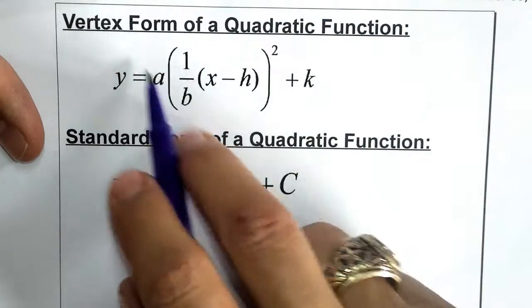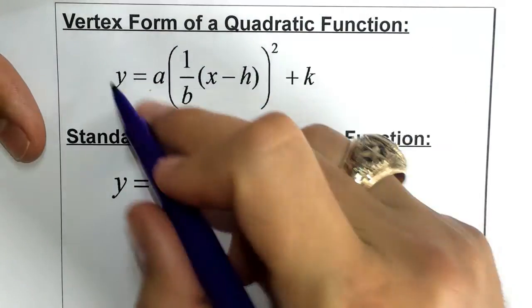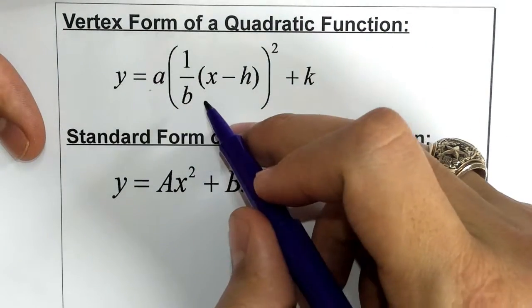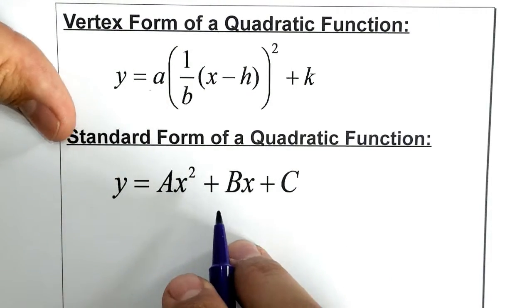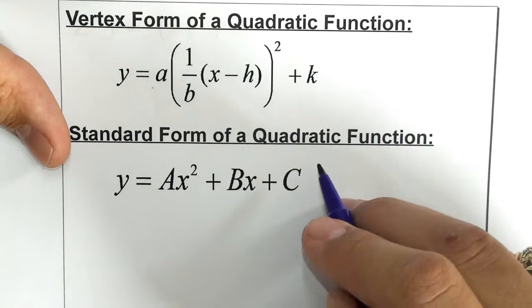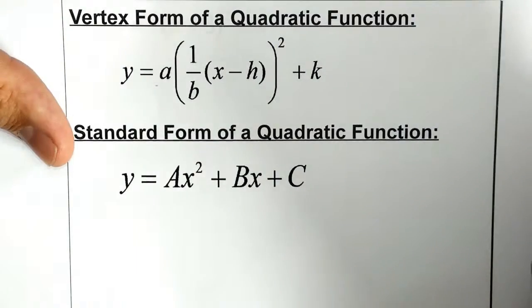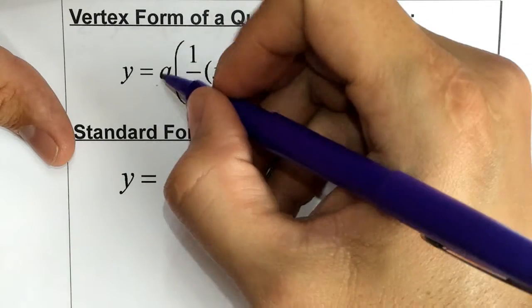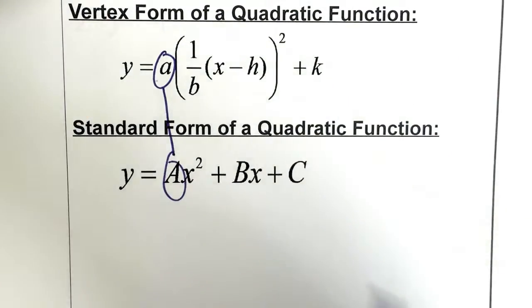For today's lesson, we're going to be going between vertex form, the form we've been using up until now, with the A and the B, the H and the K, to standard form. There's a couple of similarities and differences I want to make sure we're aware of before we start looking at switching between these two forms. The first thing I want to talk about is the very front of these equations. I see an A and I see an A.